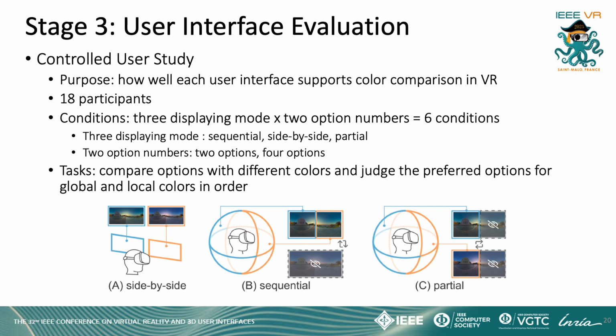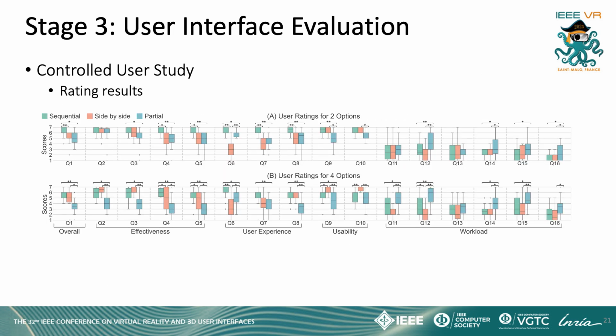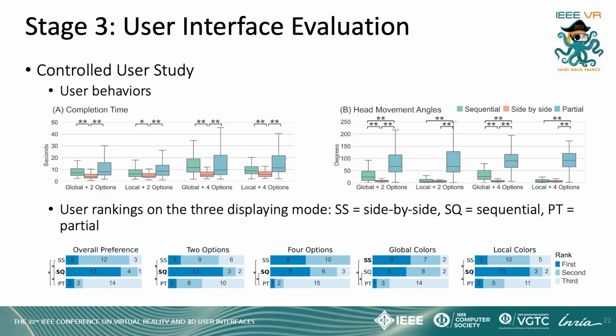To figure out how well each user interface supports color comparison in VR, we conducted a controlled user study with 18 participants. We considered 6 conditions. This figure shows 3 conditions. The other 3 conditions are the 3 types of interface, but with 4 options. We asked participants to rate the conditions from different aspects. We log their completion time and head movement angles. We also asked them to rank the 3 displaying modes on the different settings.